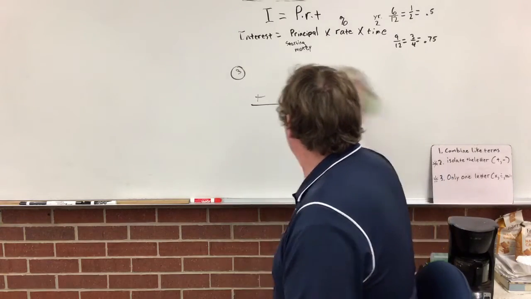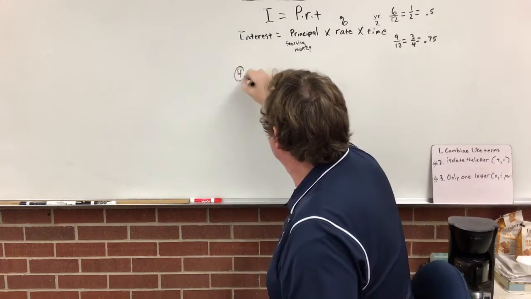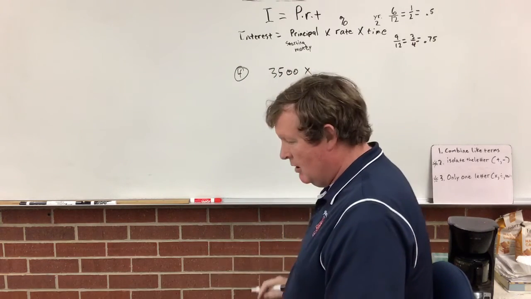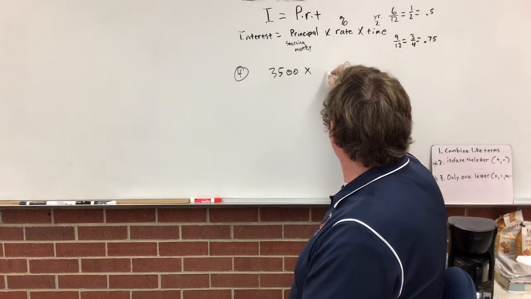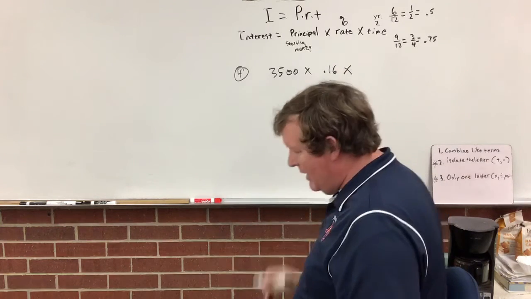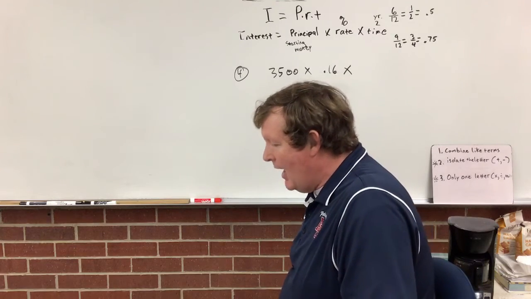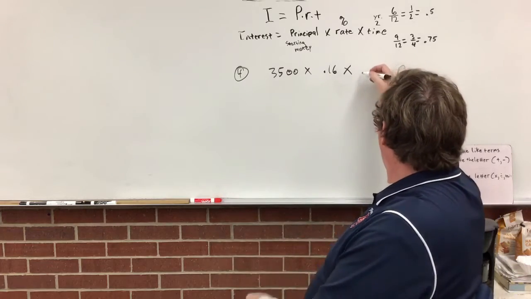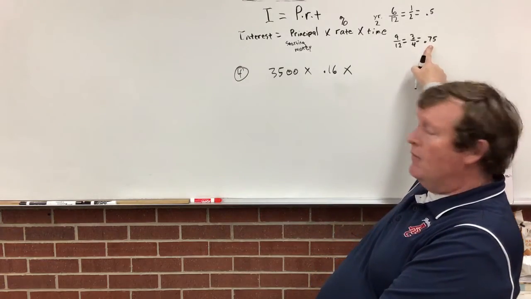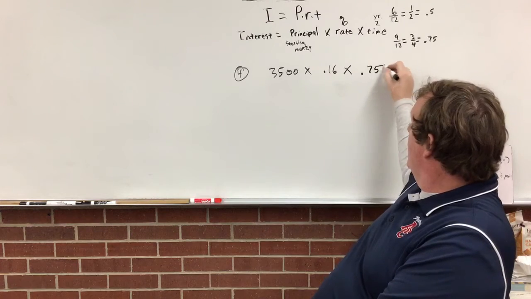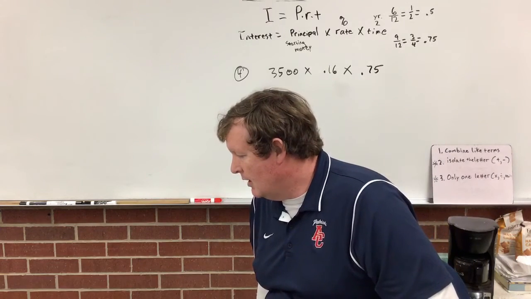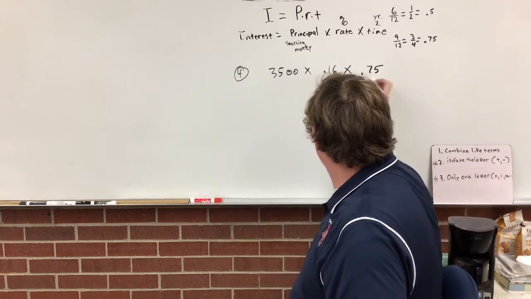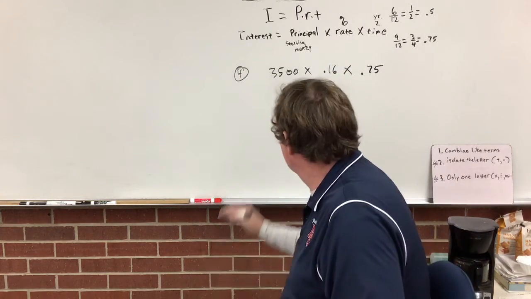Okay, moving on, number 4. 3,500 times 16%, which we changed to 0.16 times 9 months. So that's not even a full year. So we don't even have a whole number here, we just have a fraction of 0.75. Okay? Now, fortunately, this one will not have a decimal in your answers, so you don't need a decimal. It comes out even, amazingly enough.